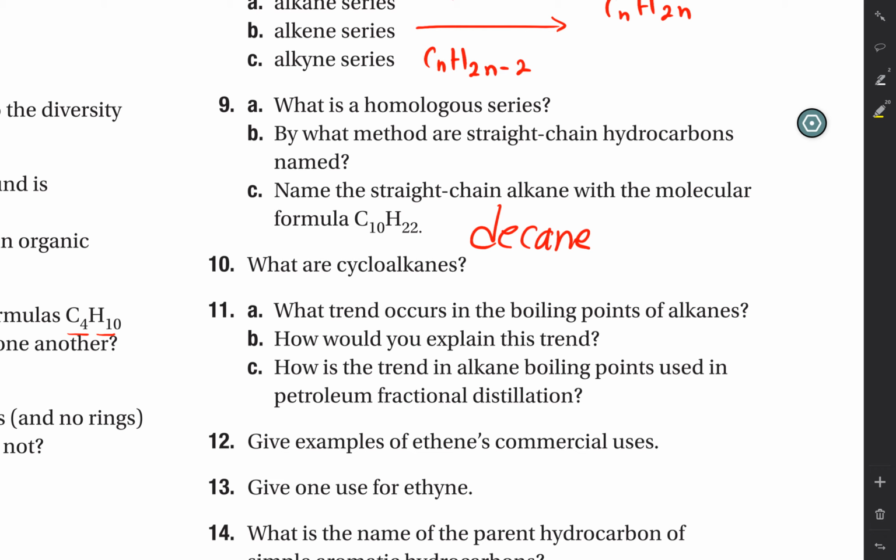Part C. How is the trend in alkane boiling points used in the petroleum fractional distillation? In a previous video, we have talked about the fractional distillation. We have a column or fractional column which has different temperatures, and we separate these hydrocarbons based on their difference in boiling point. So we can use fractional distillation for separating the alkanes based on the difference in their boiling point.